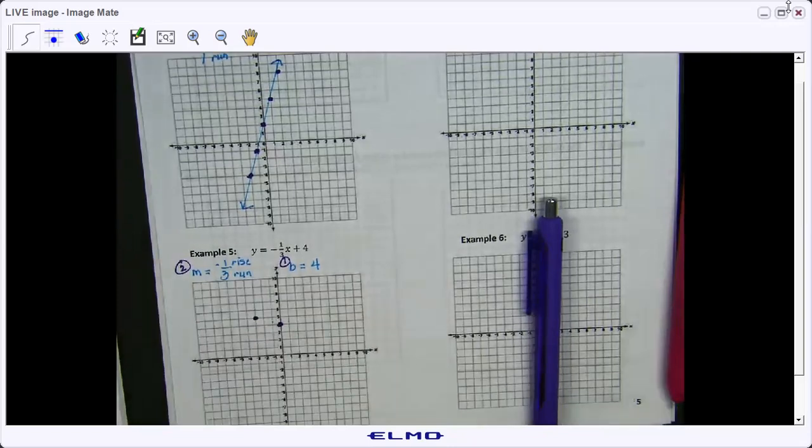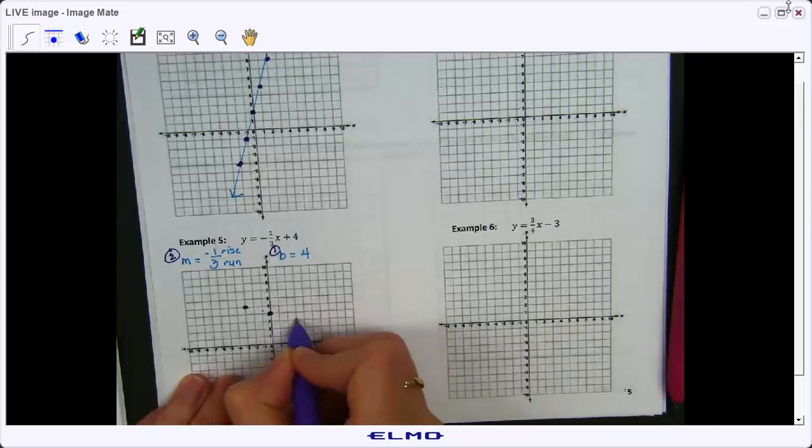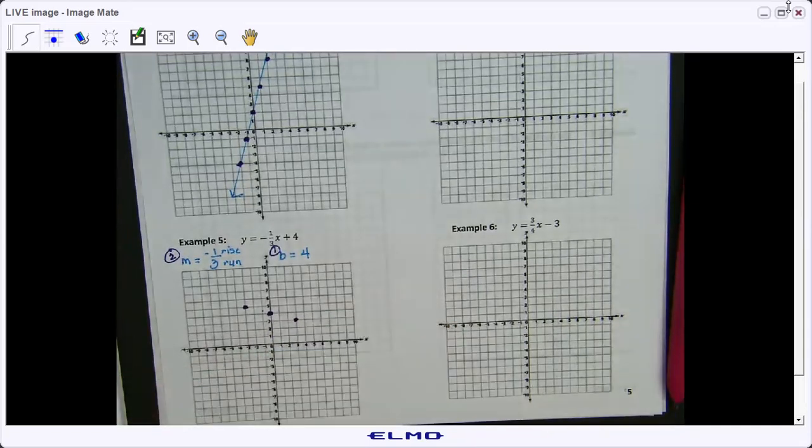So you don't go down. You could go down 1 and over 3 here, this way. You could go either direction. But when it says negative, doesn't that mean that both of them are negative? 1 and 3? No, that means that, and I'm glad you asked that question. Remember, 2 negatives and 2 positives make a positive. But a negative and a positive make a negative, right? So that means you go one direction that's negative and one direction that's positive. And it doesn't matter which one is negative and which one is positive.